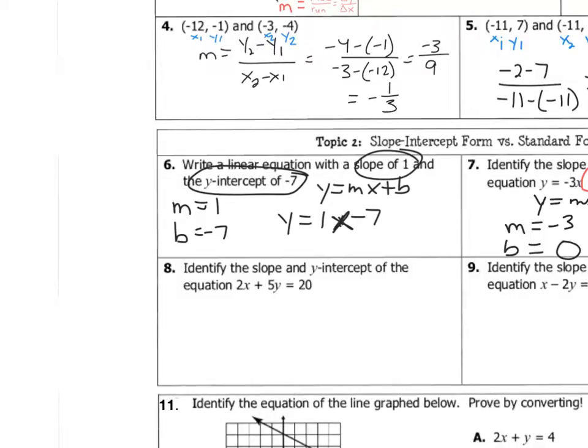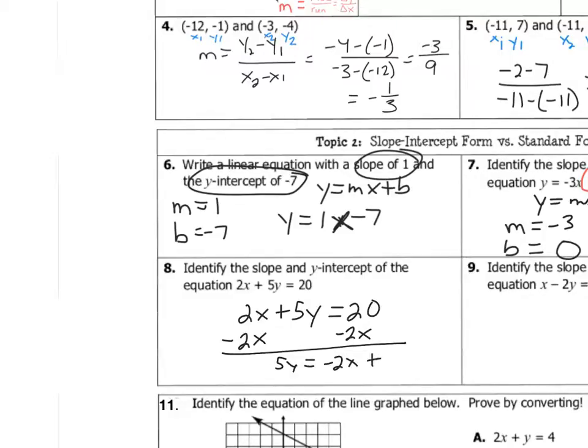Identify the slope and the y-intercept of the equation 2x plus 5y equals 20. So this equation is in standard form. Remember, when an equation is in standard form and you're trying to find the slope and the y-intercept, just solve it for y, change the equation to slope-intercept form, and then you'd be able to easily identify your slope and your y-intercept. So in order to solve this equation for y, we're first going to need to get rid of the 2x. How do we do that? By subtracting 2x on both sides. And if we do that, we get 5y equals -2x plus 20.